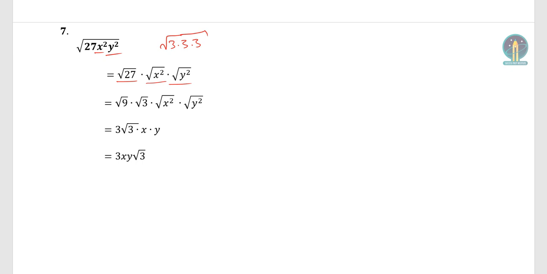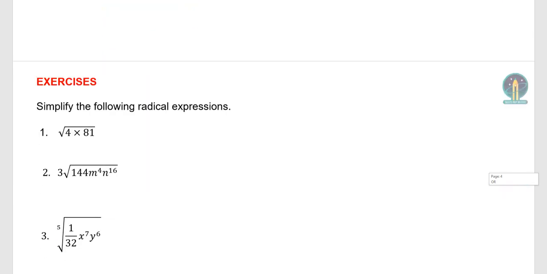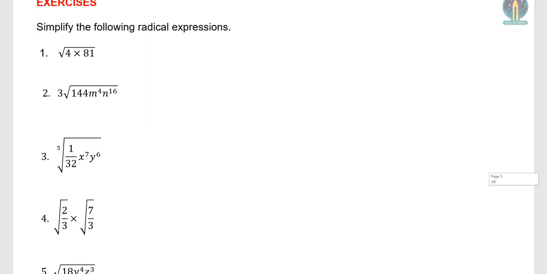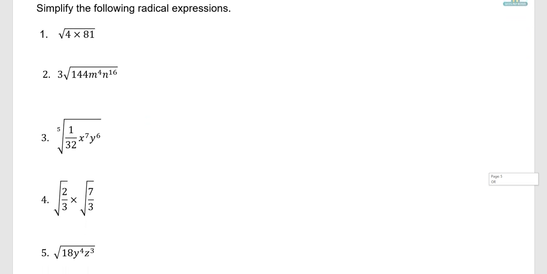So we can rewrite this as square root of 9 times 3, or square root of 9 times square root of 3, just like we have here. And then square root of 9 we can evaluate to 3, and keep the square root of 3 as is. And then square root of x squared is just x, and square root of y squared is y. So we get 3xy square root of 3. And here we have some exercises. Please pause the video, work on these, and come back for the solutions.